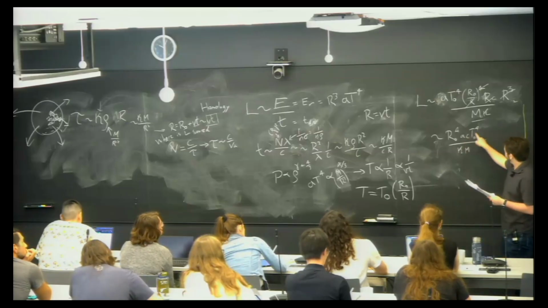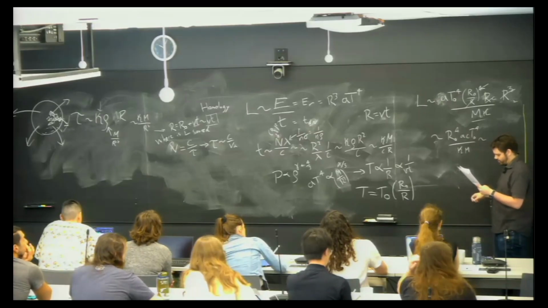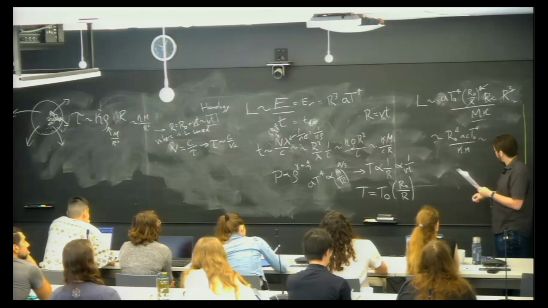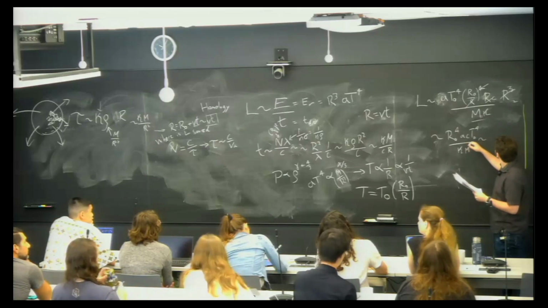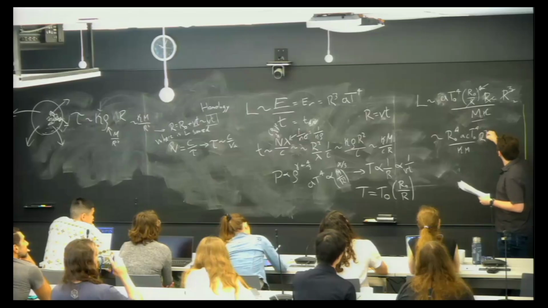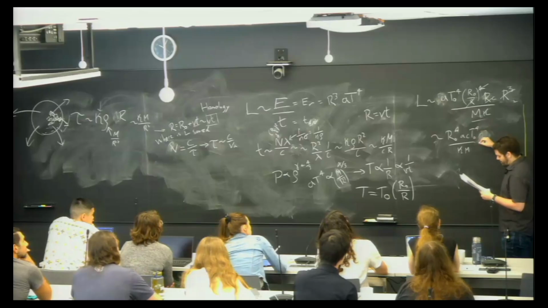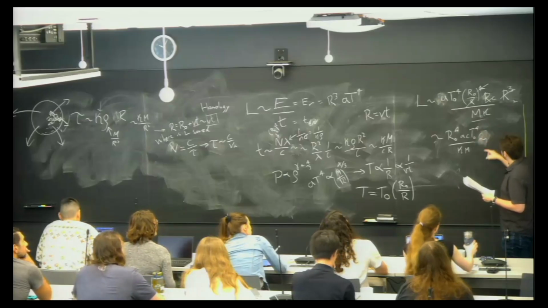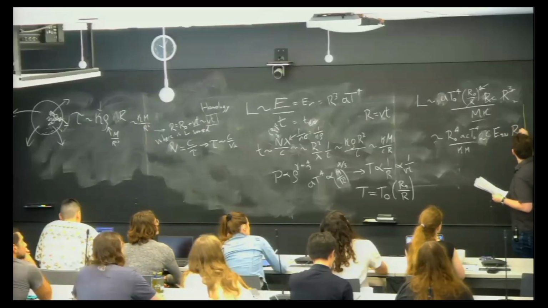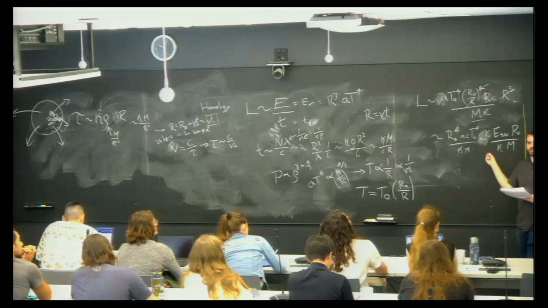Which ends up, if you say aT to the 4th with the R cubed is your explosion energy. I'm missing something, but yes, with R cubed, it's the explosion energy. So you get something that looks like the explosion energy times the initial radius over the opacity times the mass. And this is the result that Brian showed yesterday.